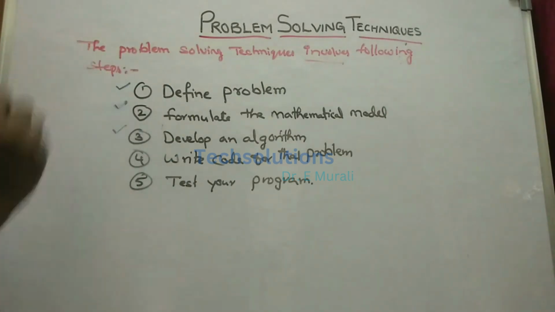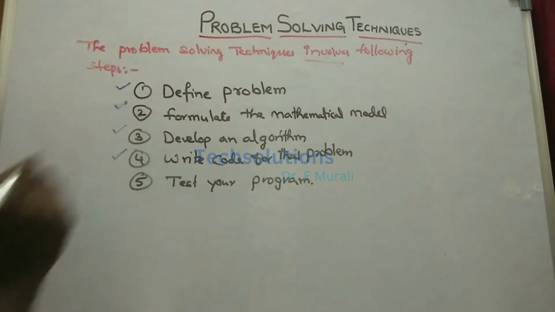Right? Next, what is the third one? We develop an algorithm, meaning the steps we have to use. Here we write the algorithm. What is meant by algorithm? We are writing a step-by-step process for how we have to solve the given problem. Then we write the algorithm.